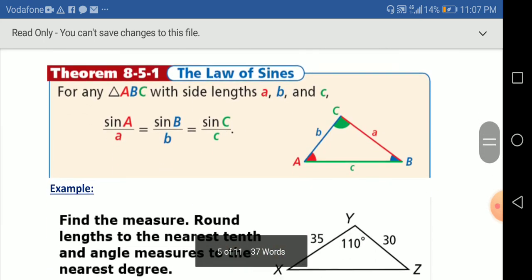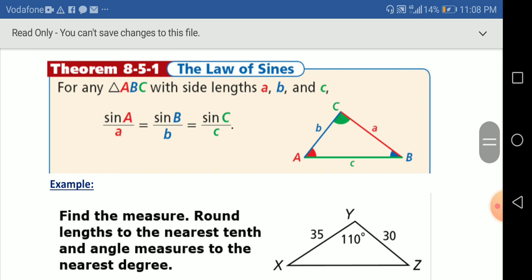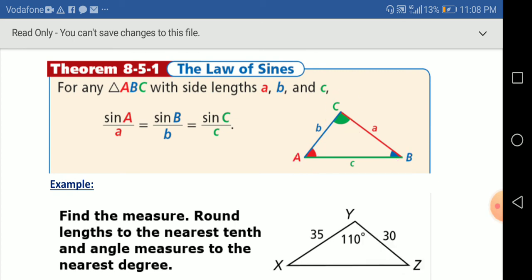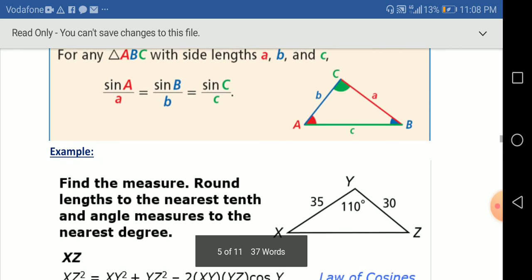Okay guys, now we're going to have another lesson to revise: the law of sines. So what's the law of sines? This time I have an acute triangle, so for any triangle ABC with side lengths a, b, c, sine of angle A over side a equals sine of angle B over side b, equals sine of angle C over side c. Okay, guys, can you see it again?